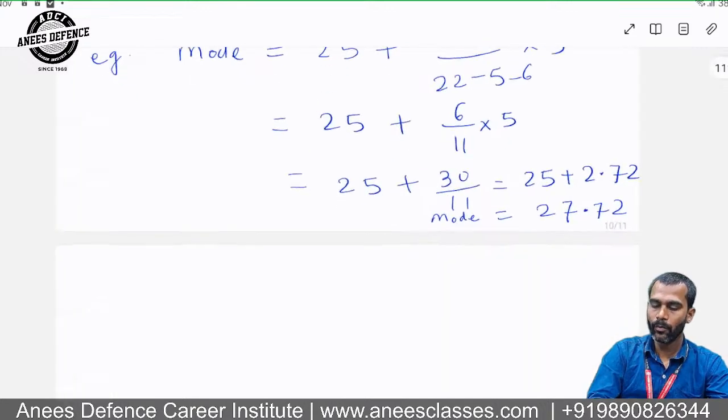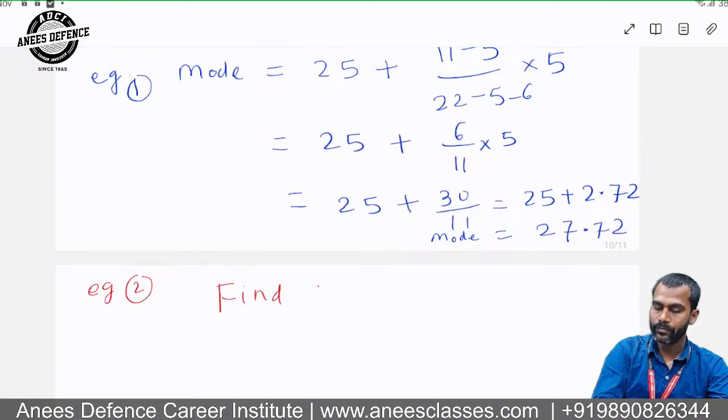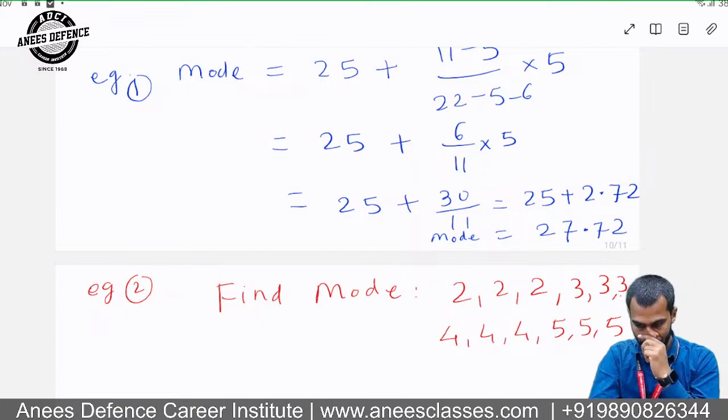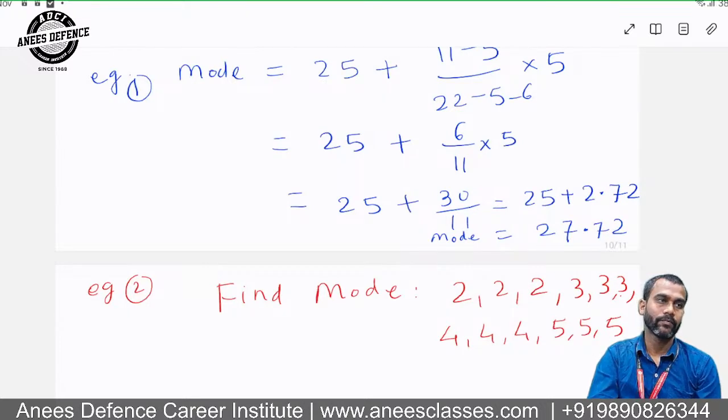Okay, next. One more example. Example number 2 now. Find mode: 2, 2, 2, 3, 3, 3, 4, 4, 4, 5, 5, 5. How can we find it? For that, you will need the empirical formula.